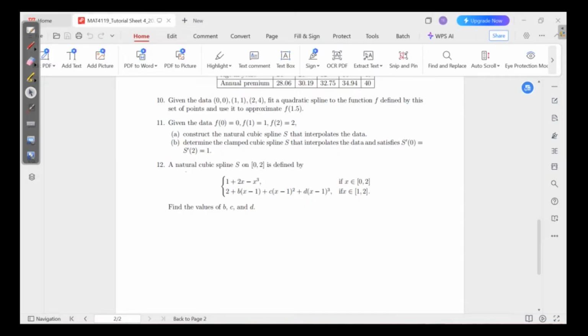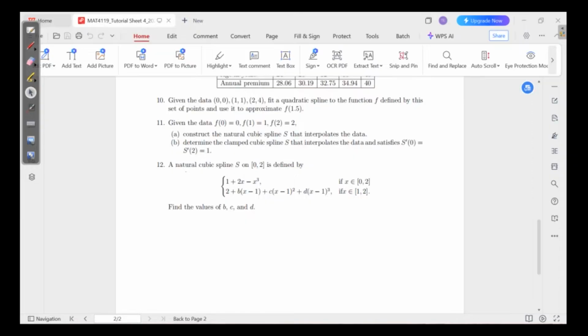So the question that we are going to look at is question 11, and of course there are two parts to it: question 11a as well as question 11b. What we focus on in this video is question 11a. Question 11 itself says, given the data, f of 0 is equal to 0, f of 1 is equal to 1, as well as f of 2 is equal to 2. We have to construct the natural cubic spline S that interpolates this data.